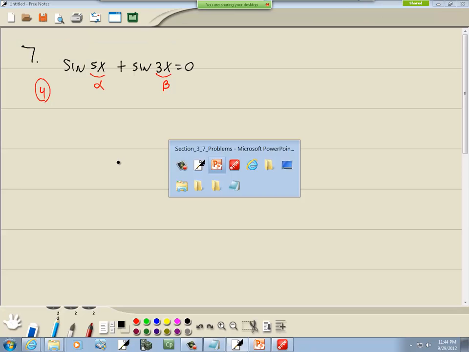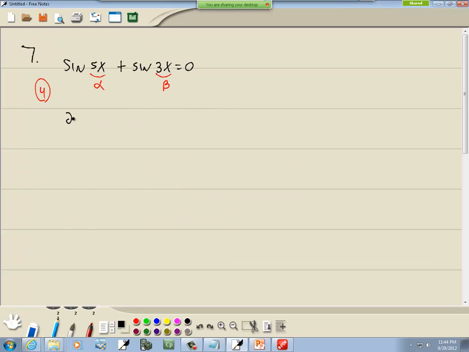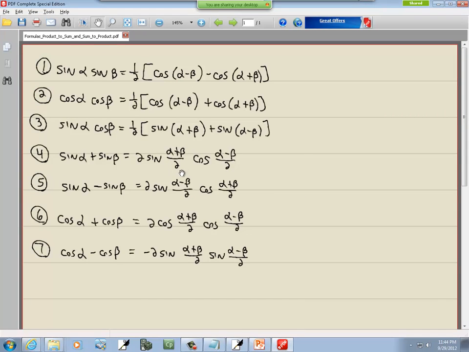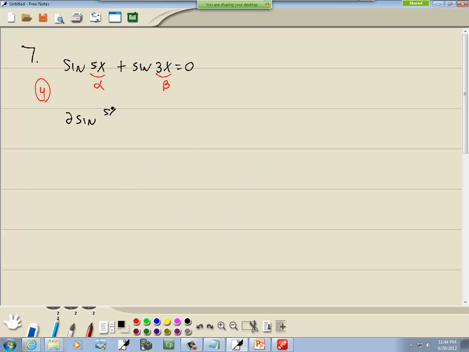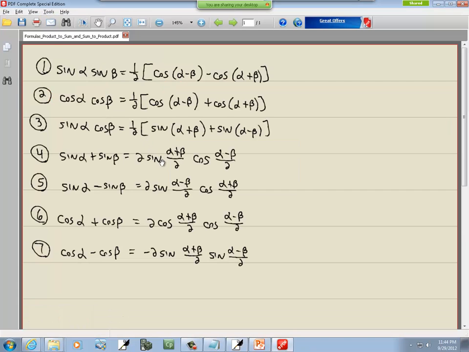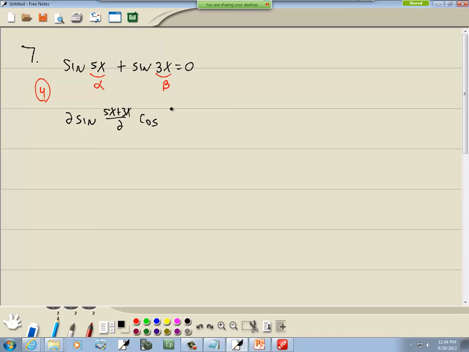So formula 4 becomes 2 sine of alpha plus beta, so we got 5x plus 3x over 2, and then cosine of alpha minus beta, so cosine of 5x minus 3x over 2 equals 0. Now let me double check myself there. 2 sine, add those, and then subtract those. Okay. 5x plus 3x is 8x, divided by 2 is 4x. And 5x minus 3x is 2x, divided by 2 gives us x.